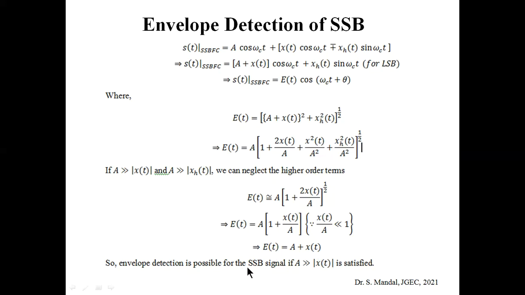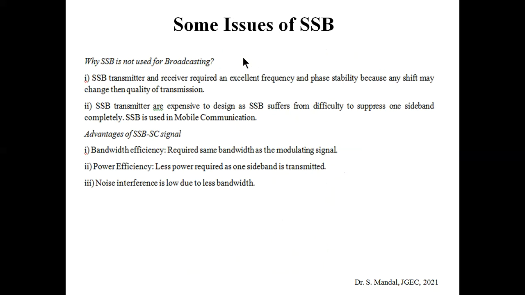So this condition will be satisfied, and we get the envelope, only when the carrier amplitude is very large compared to the amplitude of the message signal. Only in that scenario is envelope detection possible for SSB. So remember this condition, it is very important for SSB. So we have observed two different procedures for SSB, one is coherent detection and another is envelope detection.